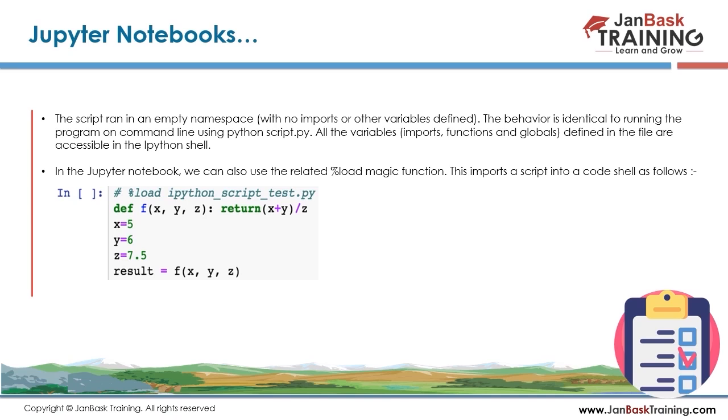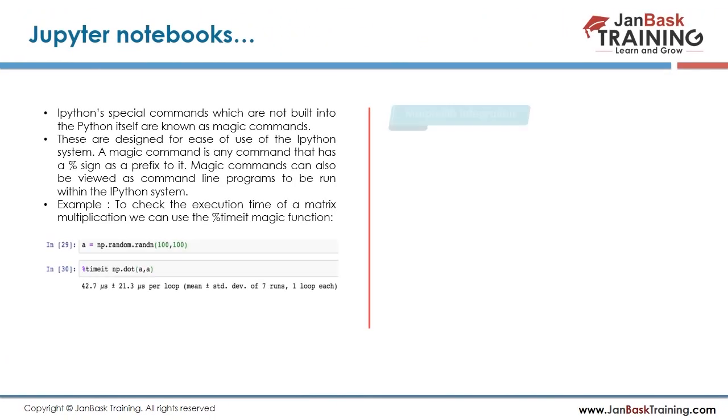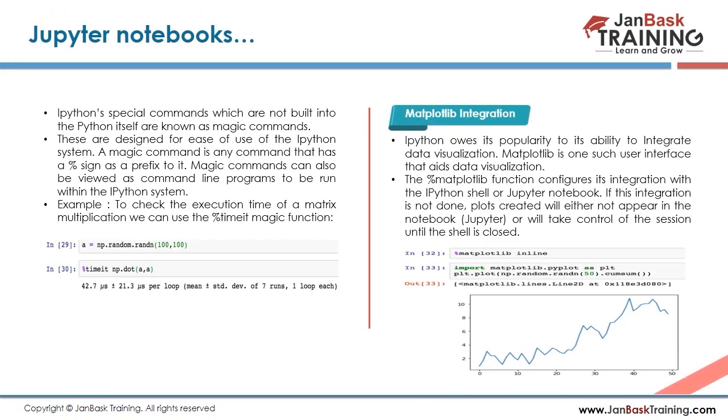So we are commenting the line, which means this line will not be executed. The same thing goes for percentage timeit. If you put percentage timeit before a function, it will give you how much time it took to create a loop and complete the function, everything, with the timeit magic function. Why do we call it a magic function?